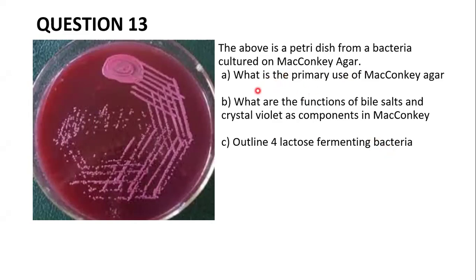So why do we use MacConkey? It has only one function. The function of MacConkey is to show you the difference between lactose fermenting bacteria and non-lactose fermenting bacteria. So it's the differentiation. Bile salts and crystal violet are components added in MacConkey. Their function is to inhibit the growth of gram-positive bacteria. Because we want only gram-negative bacteria to grow, we use the components of MacConkey, bile salts and crystal violet, to inhibit that growth.